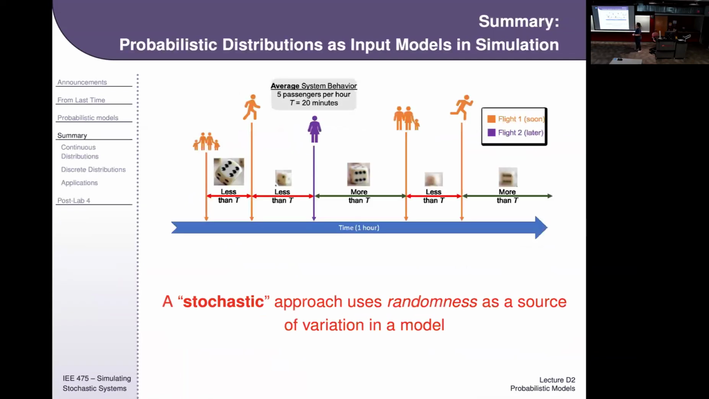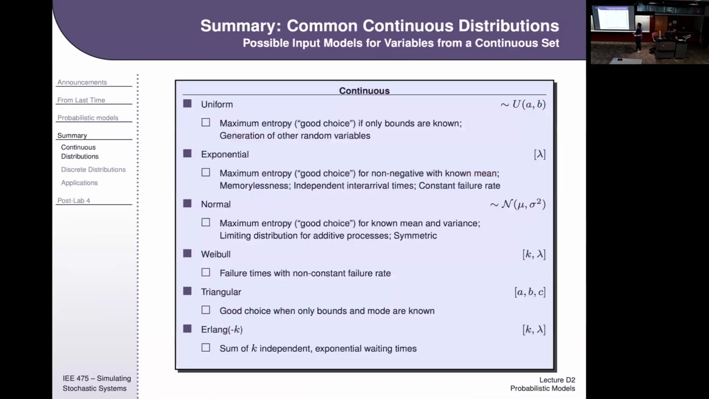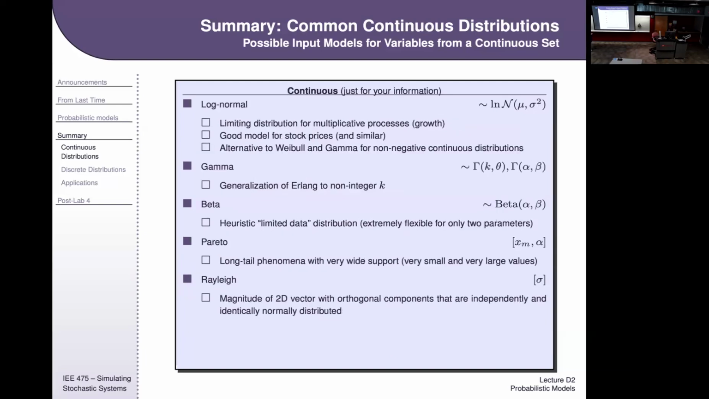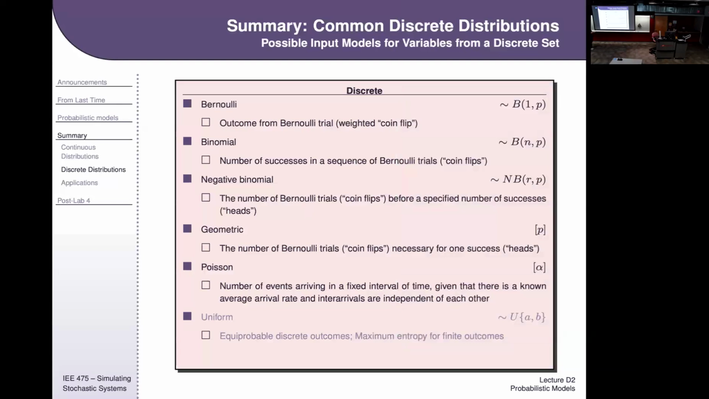All right, so in summary, I've got that list here. If you need a cheat sheet, I've created this page that, for each one of these distributions, gives you a one-line explanation of why you might use it. It gives you the notation we use, and you can see how many parameters it uses. I include some that I'm not asking you to know, just for your information.